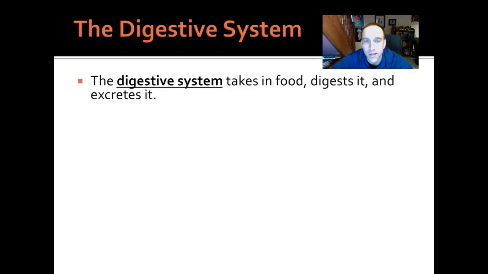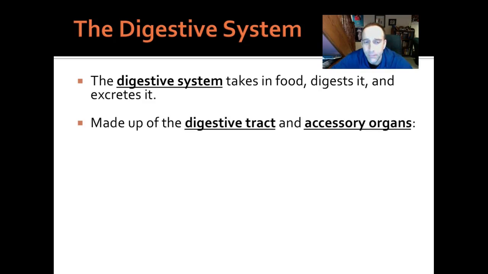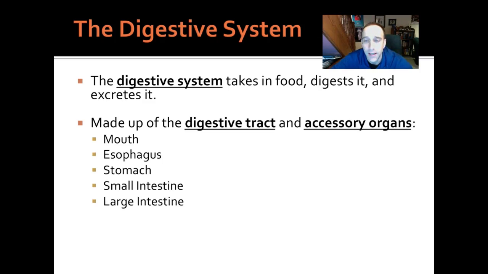The digestive system has the job of taking in food, breaking it down, and removing or excreting wastes. It is made up of the digestive tract and accessory organs. The digestive tract includes the mouth, esophagus, stomach, small and large intestine, and the anus, and accessory organs include the liver, pancreas, and gallbladder.